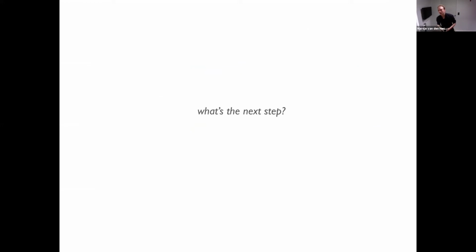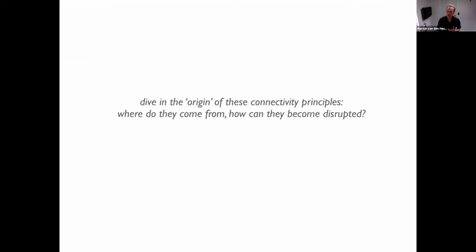So what's the next step? Now that we hopefully have found a first glimpse of these basic principles, what is the next step to start examining these principles? Well, one of the things that we particularly want to do is dive into the origin of these connectivity principles. Where do they come from? And how can they become disrupted?